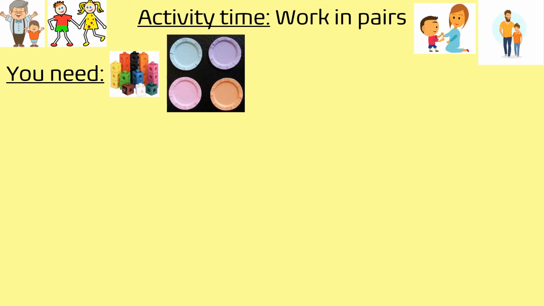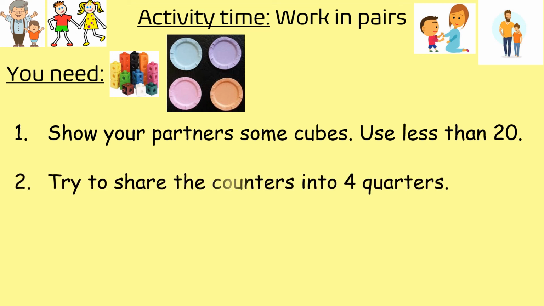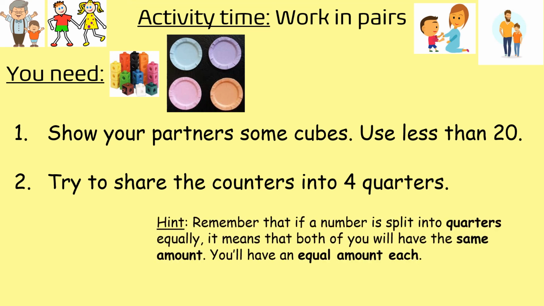But this time, because we're splitting it into quarters, we need to split it into how many parts? 4. Because when we're splitting something into quarters, we split it into 4 parts. So you need 4 plates or 4 bowls. So you're going to give your partner a number of cubes. So you might give your partner 8 cubes. You'd say, here you go, we've got 8 cubes. Now, with your partner, you need to try to share the counters into 4 quarters. You're going to share it into 4 groups.